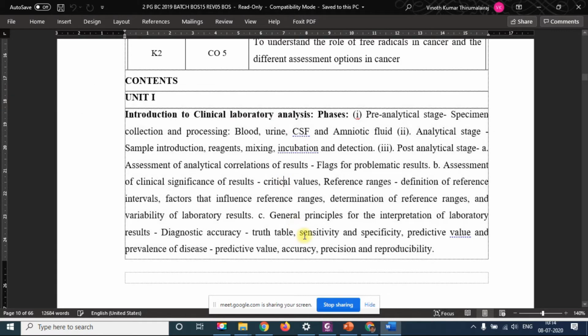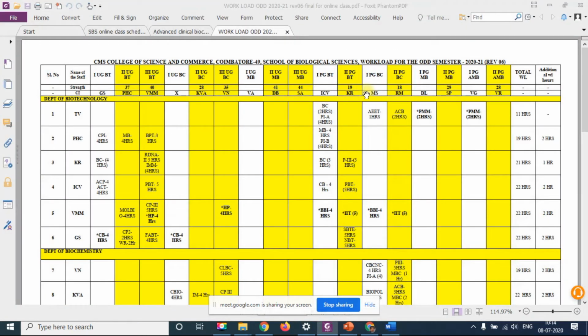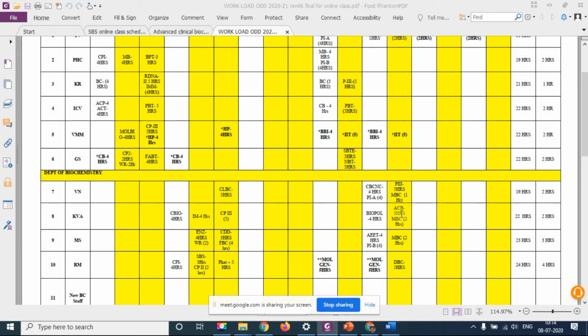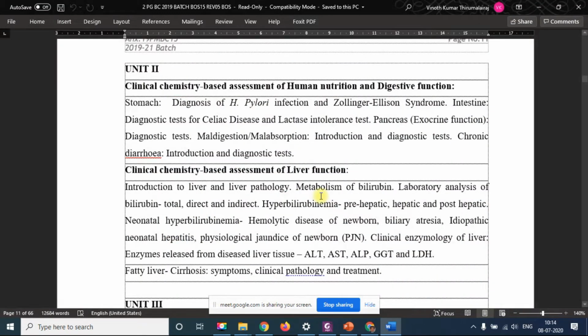This is not going to be handled by me alone but with another member. So for you, I'll say this is the workload. Second PG BC, this paper will be shared with Anupama madam, who is going to take this paper along with me. And the second unit, I am going to handle.